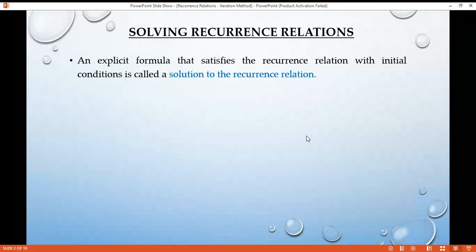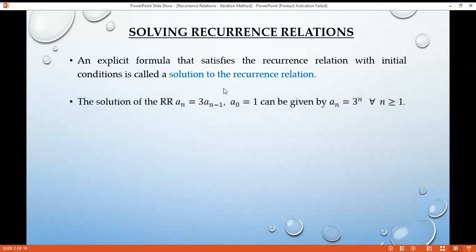First of all, what is the solution of a recurrence relation? An explicit formula that satisfies the recurrence relation with initial conditions is called a solution of the recurrence relation. Like if we have the recurrence relation an is equal to 3an minus 1, and the initial condition is given that a0 equal to 1, it can be given by an is equal to 3 raised to the power n for all n greater than or equal to 1. It means that we can express our nth term in terms of n, without using the previous terms. So this is the solution of this given recurrence relation.